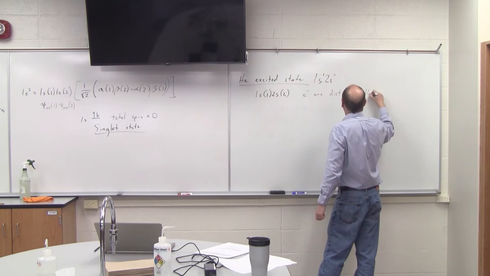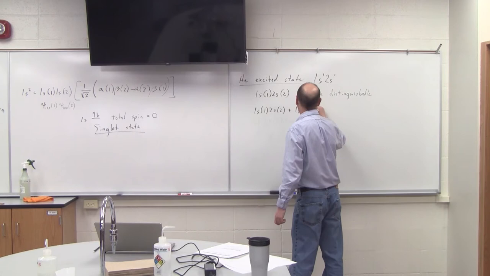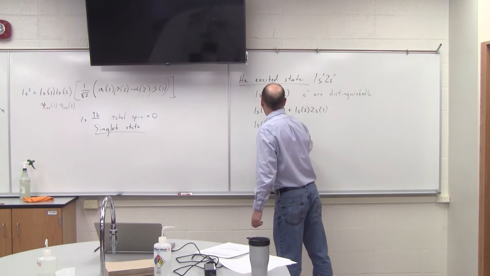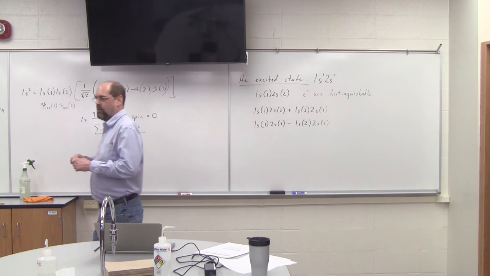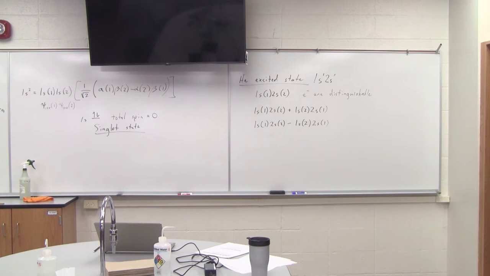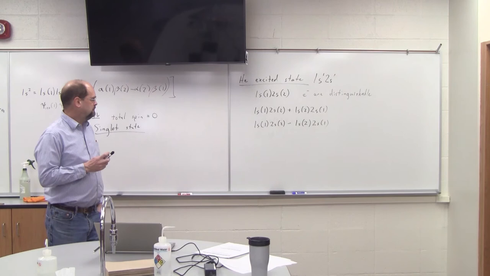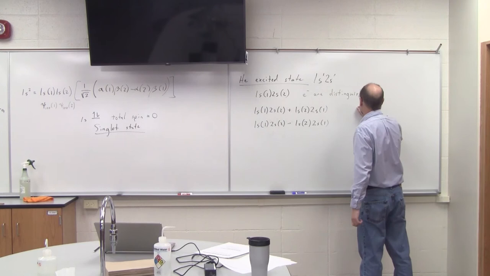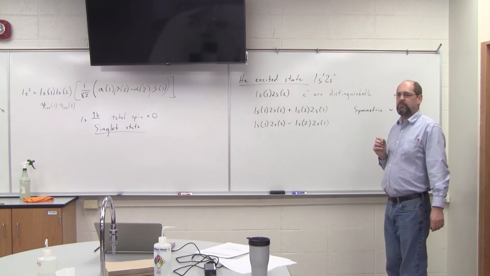So this is distinguishable. What do I need to do? I'm going to take combinations, just like we did: 1s1 2s2 plus 1s2 2s1, and 1s1 2s2 minus 1s2 2s1. So there's my strategy when faced with indistinguishability: I'm going to take plus and minus combinations. This one is symmetric with the permutation operator. This one is anti-symmetric.